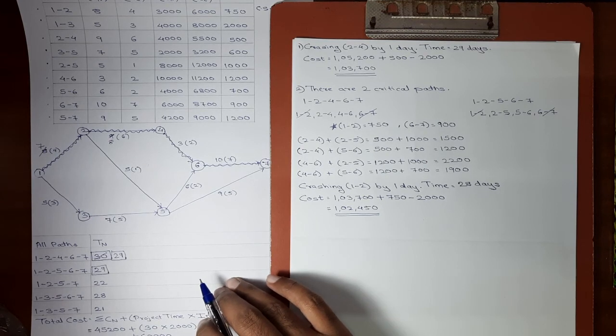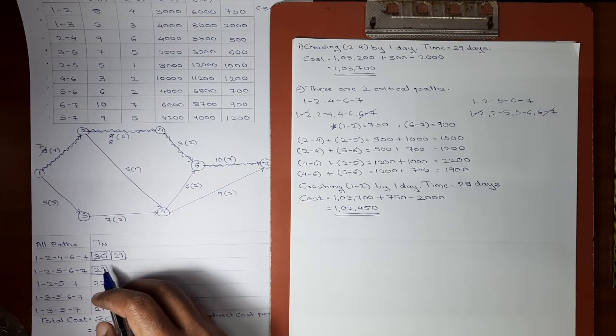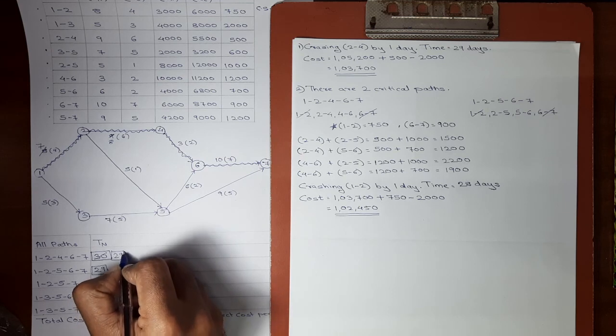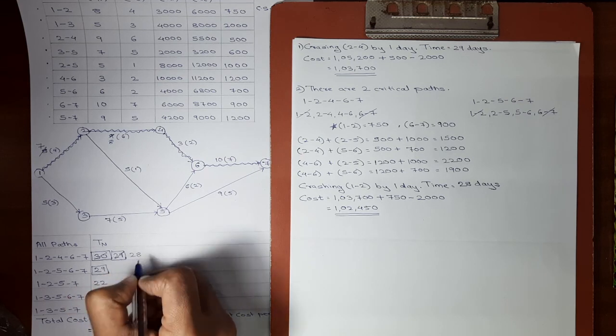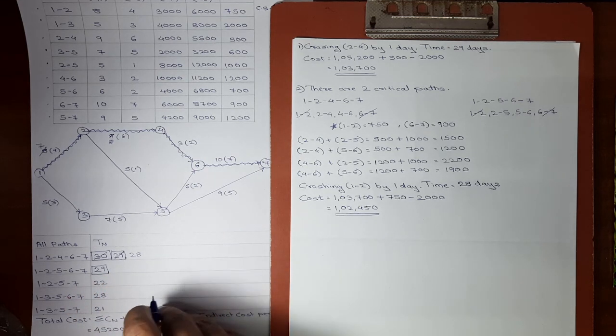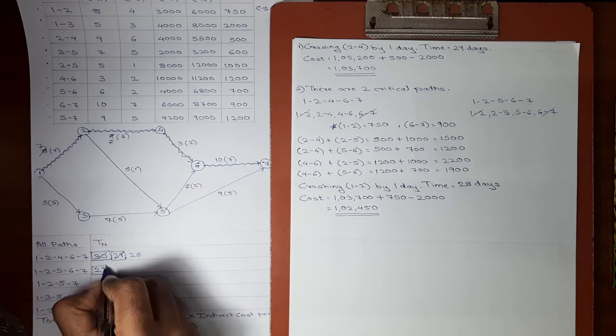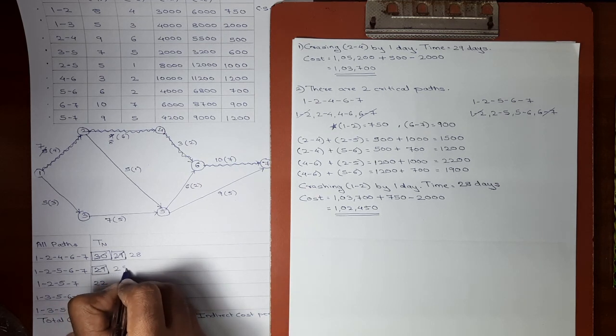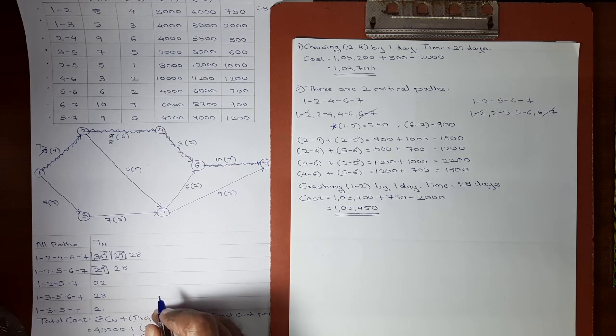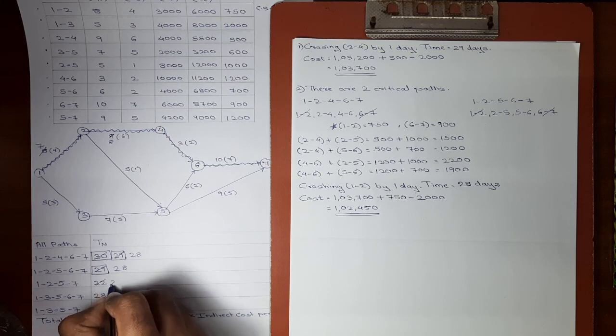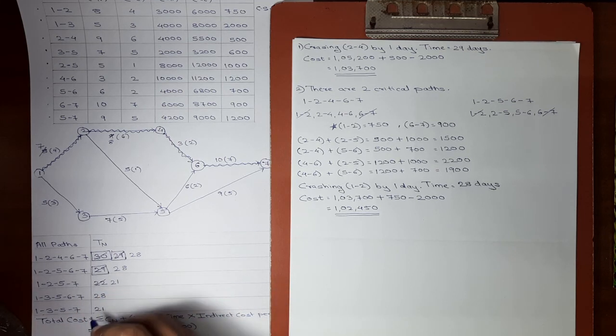Now we'll also update the table where all the paths are mentioned. 1 2 comes in the first path. Yes, it does. Here it will be reduced by 1 day, so 29 will become 28. 1 2 also comes in the second path. Again 29 will become 28. 1 2 activity also comes in the third path, so 22 will now become 21. 1 2 does not come in the fourth path. It also does not come in the last path. So these durations will now be unchanged. Okay.